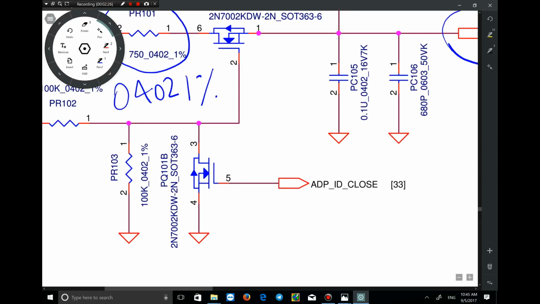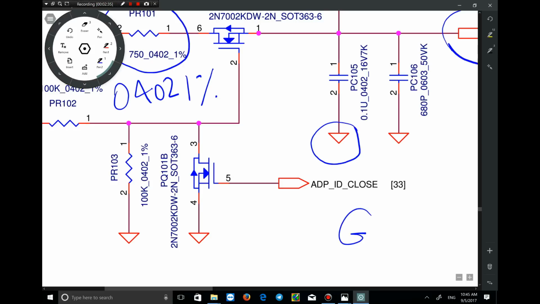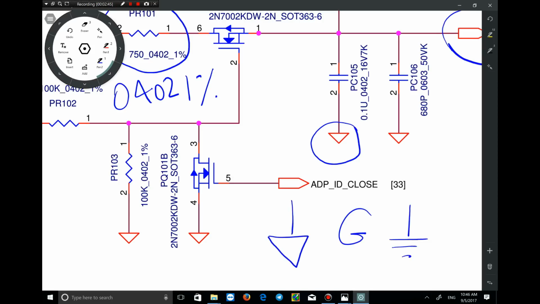Let me talk about other signs as well. For example, the triangle sign that you see means ground or GND. It is displayed differently in other schematics, but it is displayed as a triangle in this one, which is ground, or negative.